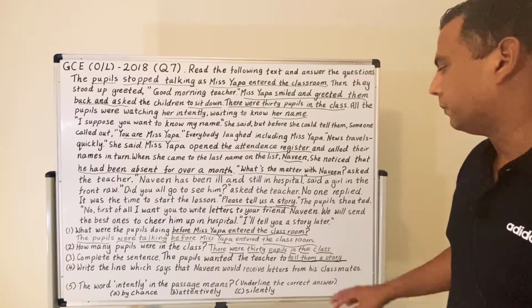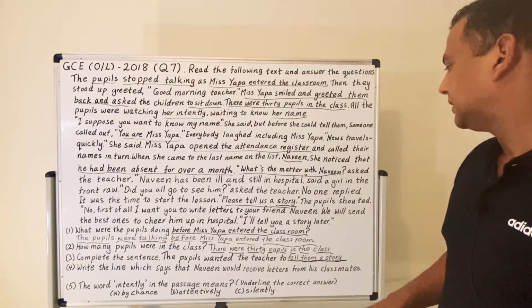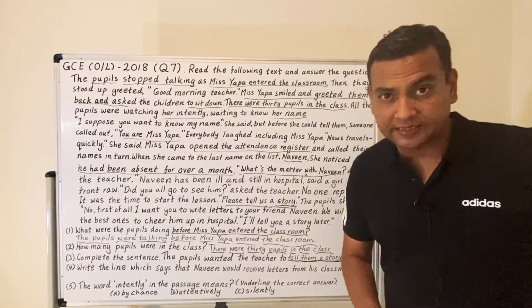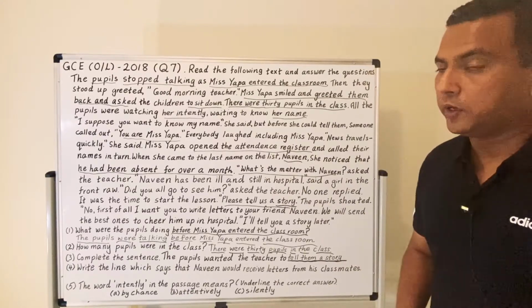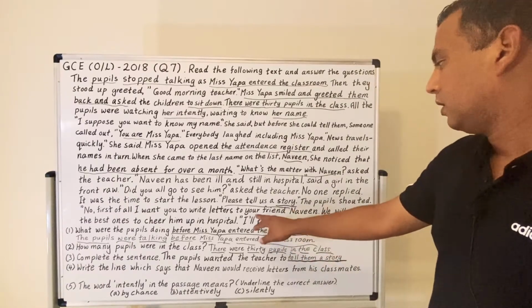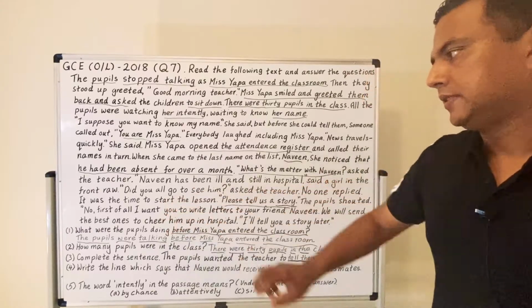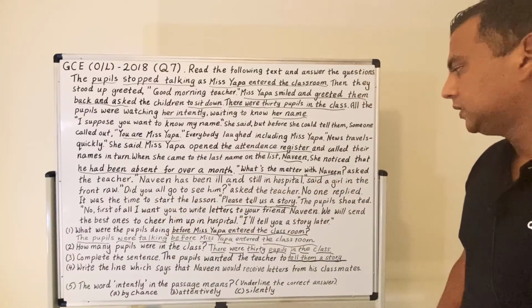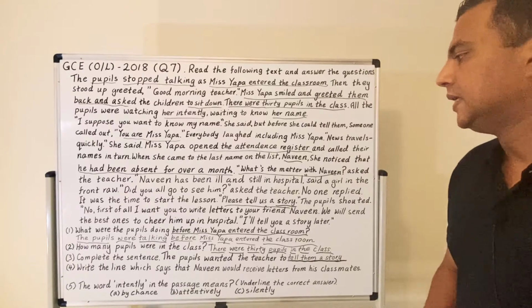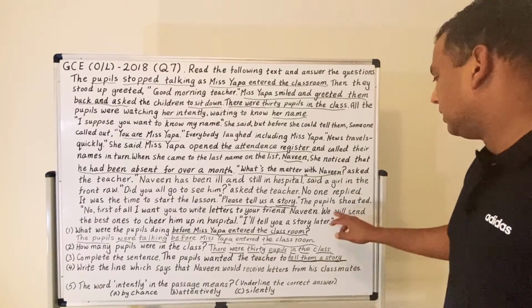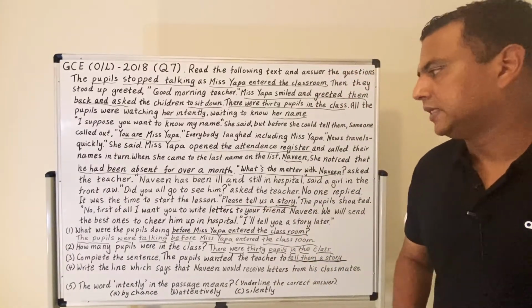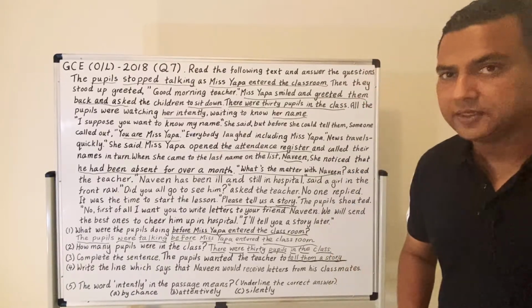So all what we have to do is very simple. Let's have a look in the passage in which particular section it says that Naveen is going to receive the letters that his friends are going to write to him. If you look here, the teacher is telling, first of all, I want you to write letters to your friend Naveen. Then the teacher says, we will send the best ones to cheer him up in the hospital. So which sentence will we have to write? We will send the best ones to cheer him up in the hospital.